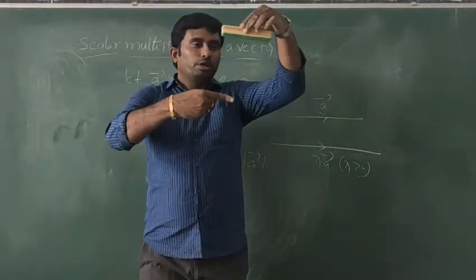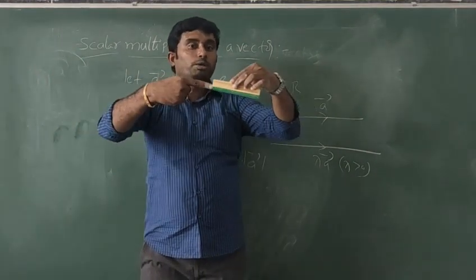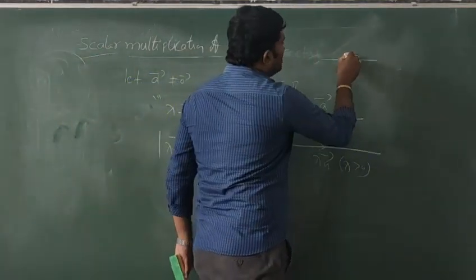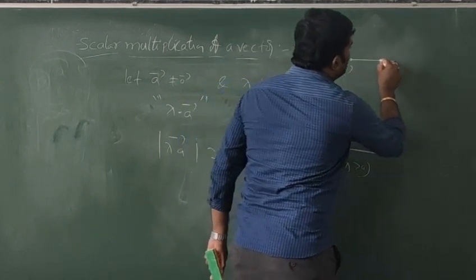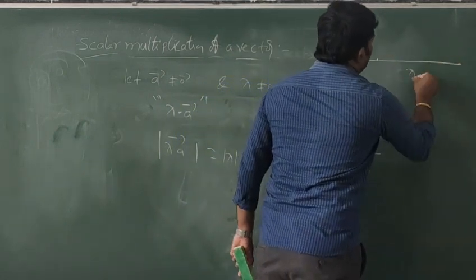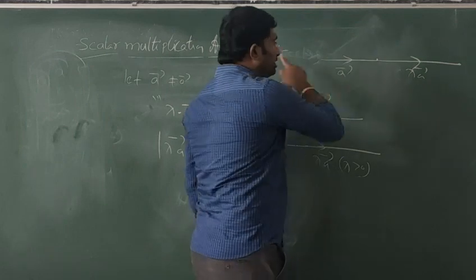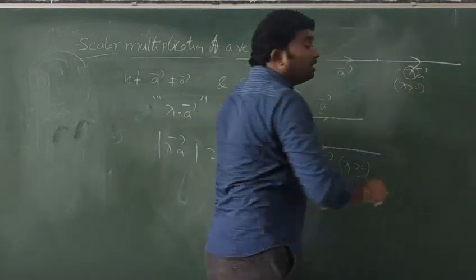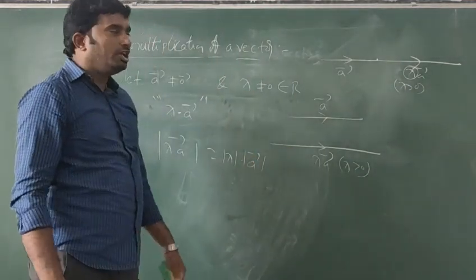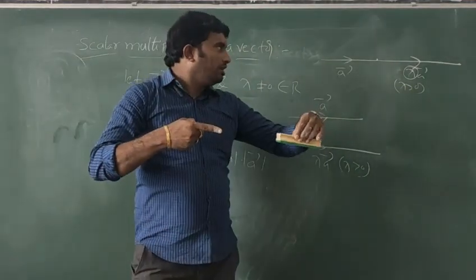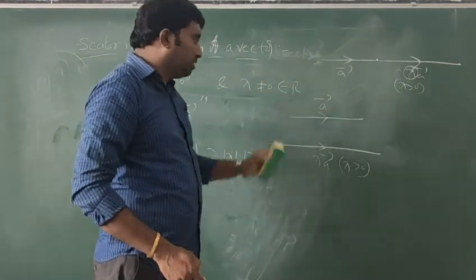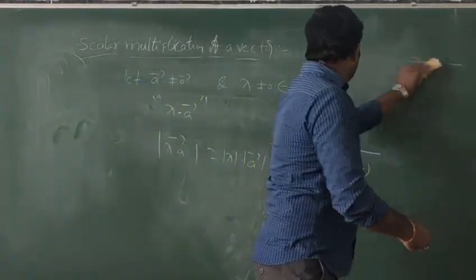Line of supports may be parallel or line of supports may coincide. No problem. For example, this is a bar, this is lambda a bar. The direction of these two vectors is the same. That means the scalar lambda is positive. Either way you can choose: the line of supports coincide or the line of supports are parallel. Any one you can write, no problem.